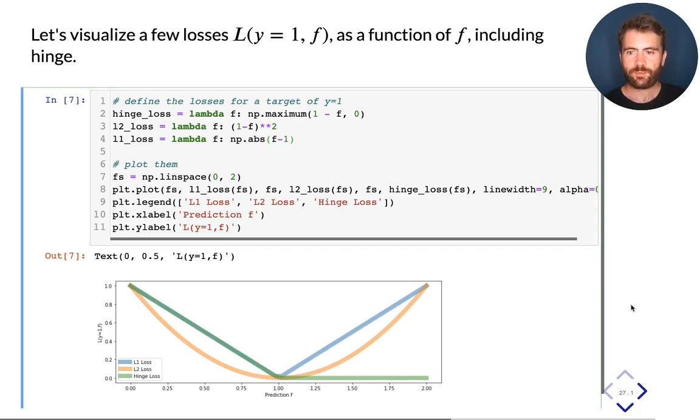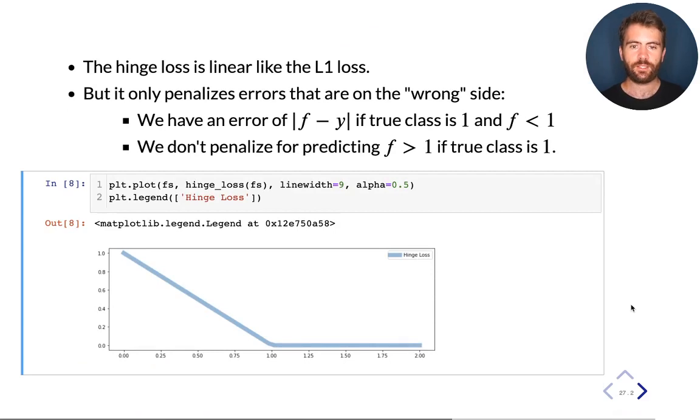So this expression here is indeed a valid loss. And again, this is showing the intuition that I just described earlier. The hinge loss only penalizes errors that are on the wrong side, which is here, but it doesn't penalize any errors on the good side.